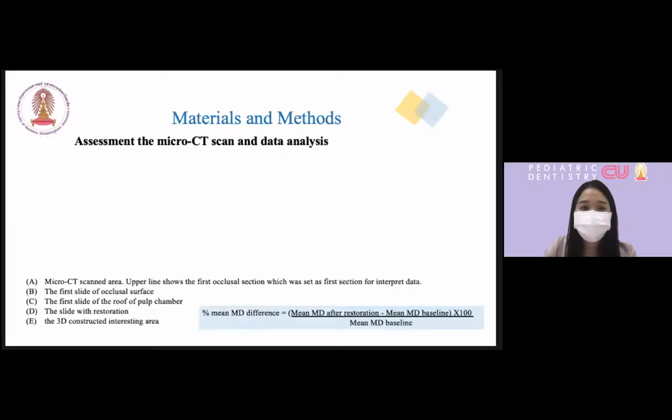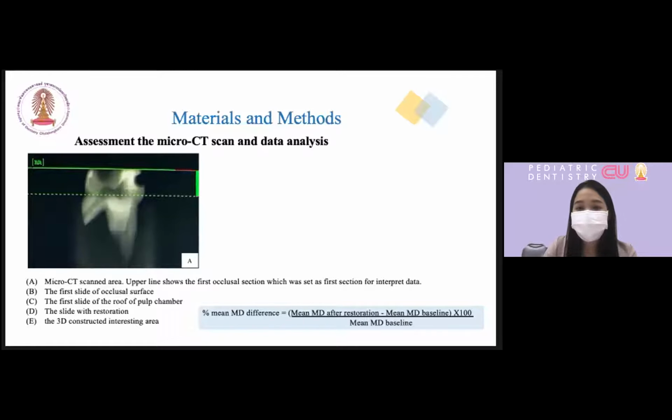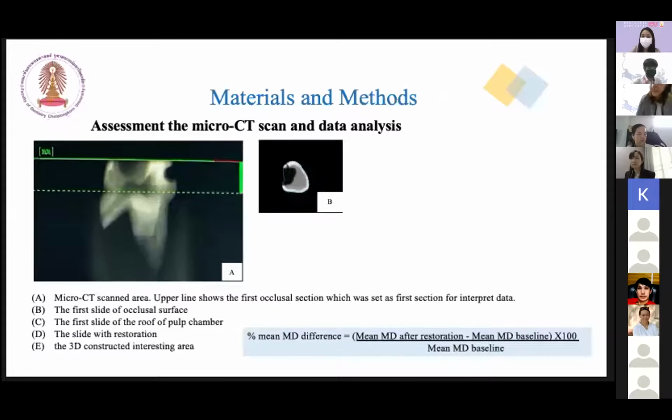Assessment, the micro-CT scan and data analysis. The scan's area of interest included the area from the first slice of the occlusal surface to the first slice of the roof of the pulp chamber, Figure A. Results of scanning were shown as sections in the horizontal plane.